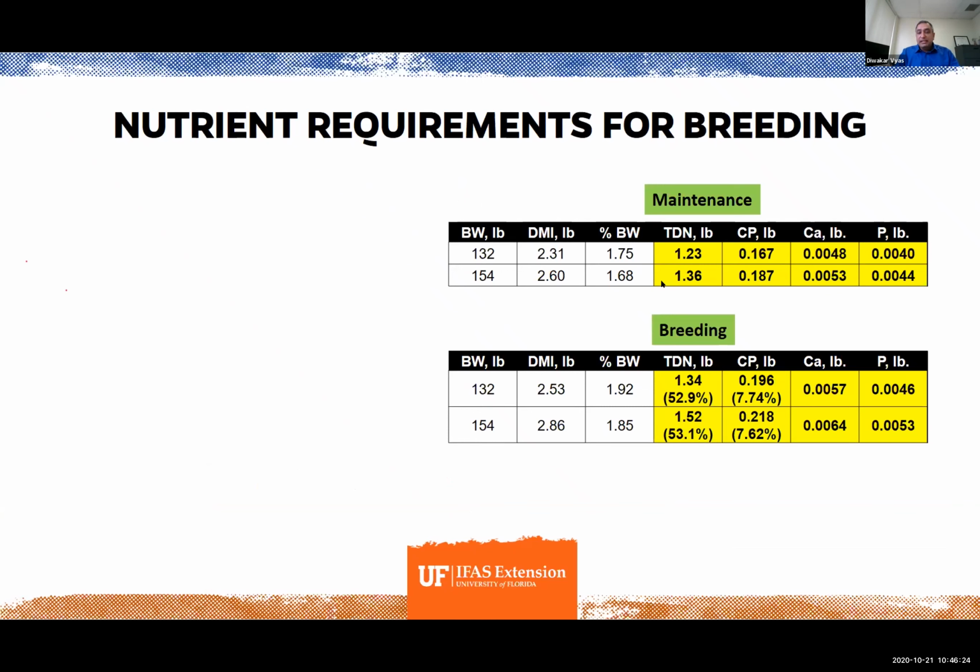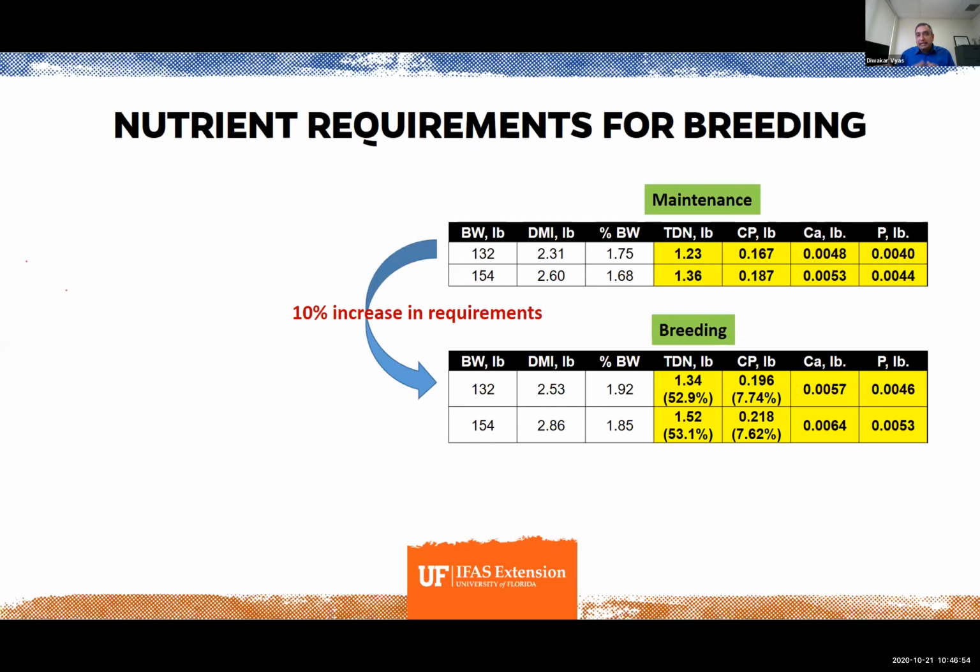So this is the maintenance requirement that I shared in the previous slide. And this is the breeding requirement for the same two animals, 132 pounds and 154 pounds, right? So if you look at these numbers, they are slightly higher. So what is the difference? It's a 10% increase in the requirements. So compared to maintenance, we need to provide 10% more nutrients when animals are preparing for breeding.